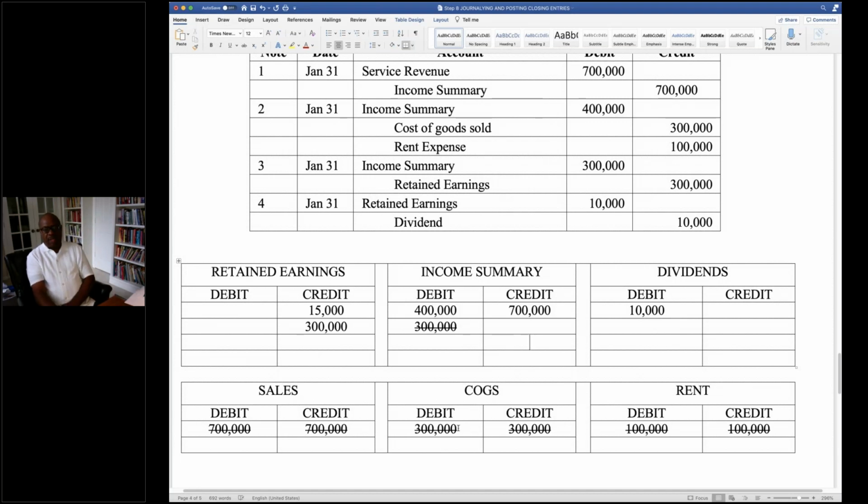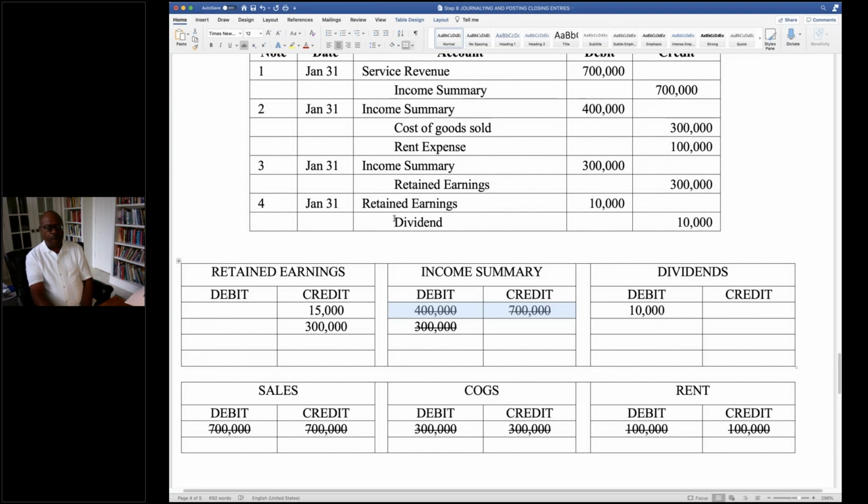You could have 1,000 accounts down here. You only want one number in retained earnings, so that's why we use this temporary account. So now this account is completely closed out.